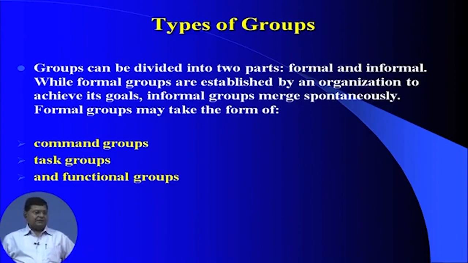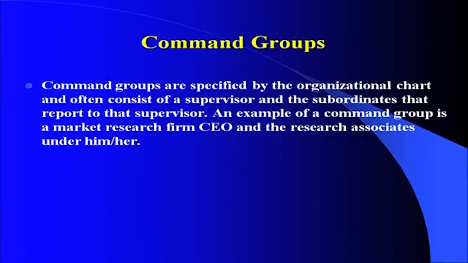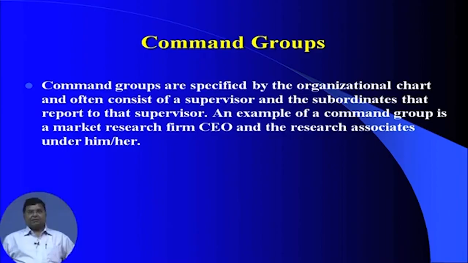While formal groups are established by an organization to achieve its goal, informal groups emerge spontaneously. Formal groups generally take three forms: command groups, task groups and functional groups. One by one I will take up and discuss these types of groups. So, first one is command group. Command groups are specified by the organizational chart and often consist of a supervisor and the subordinates that report to that supervisor.